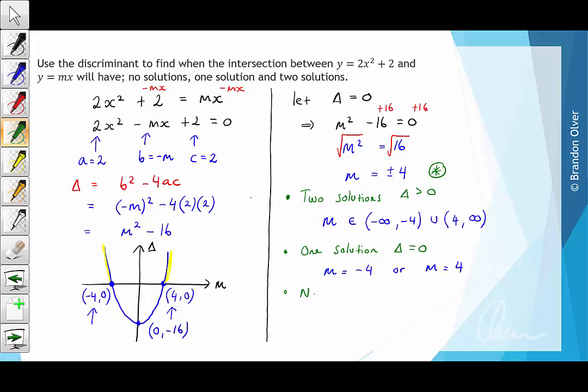Finally, no solutions will occur when delta is less than 0, which is this bottom part of the parabola here that I'm drawing in orange. So no solutions is when m is an element of -4 through to +4, but both values not included, because if they were included, you'd have delta equaling 0.